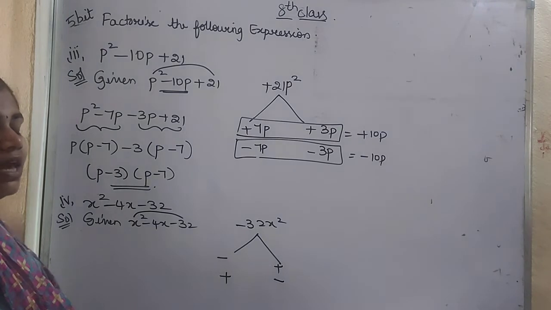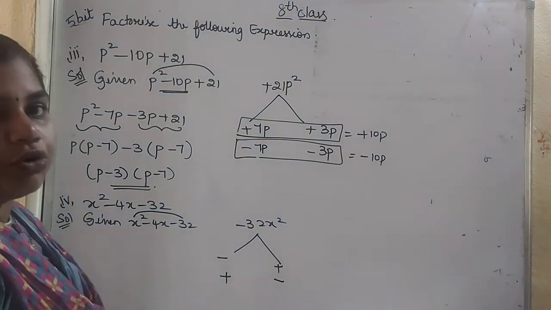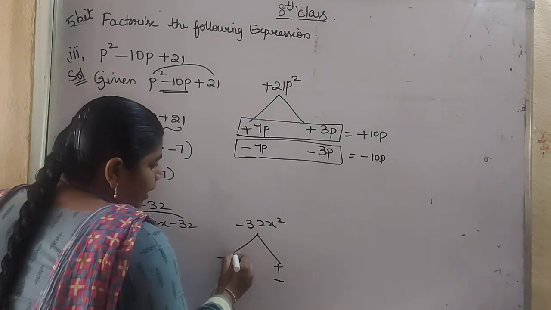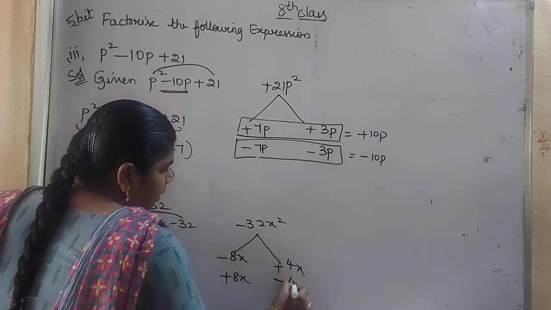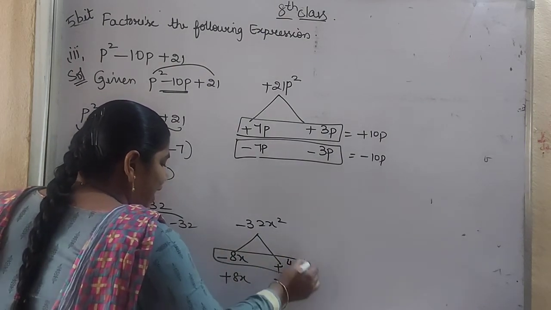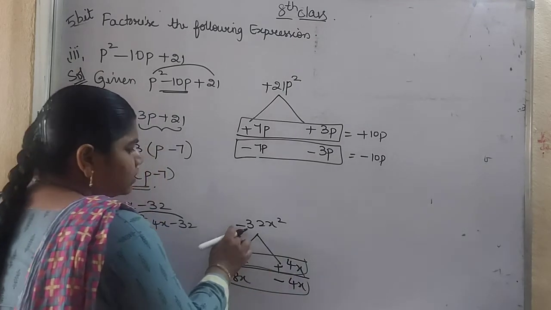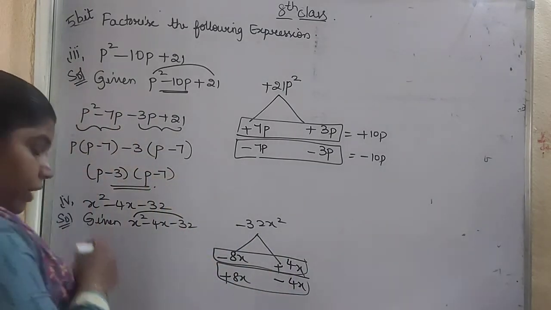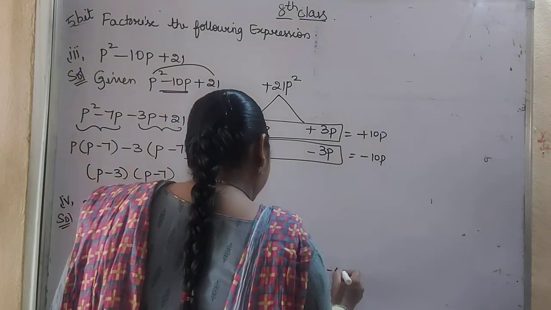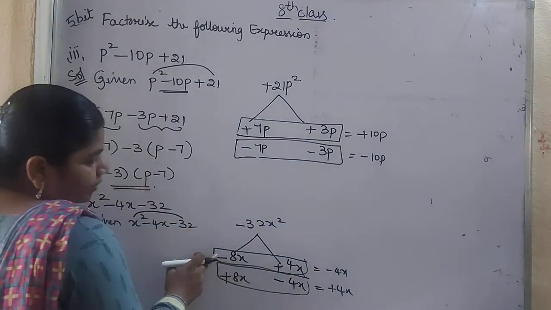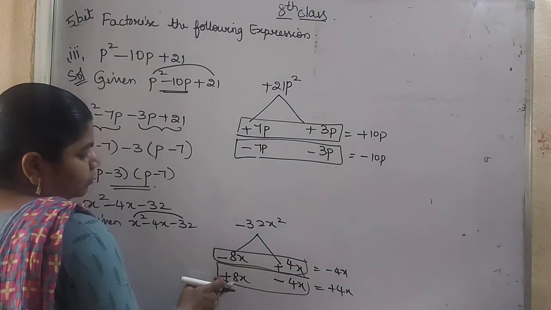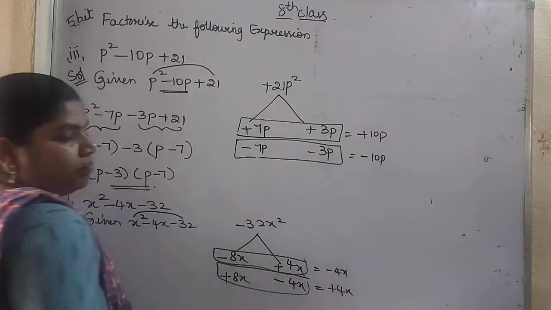So how will you get it? We can get it as 8 4s are 32. Say 8x, 4x. Now we have to subtract the terms because the value is minus here. Okay. So it will be minus 4x and here it will be plus 4x. Because the bigger number sign is minus, so I kept minus. Here the bigger number sign is plus, so I kept plus.